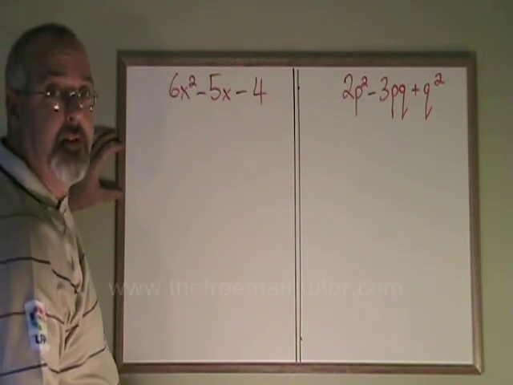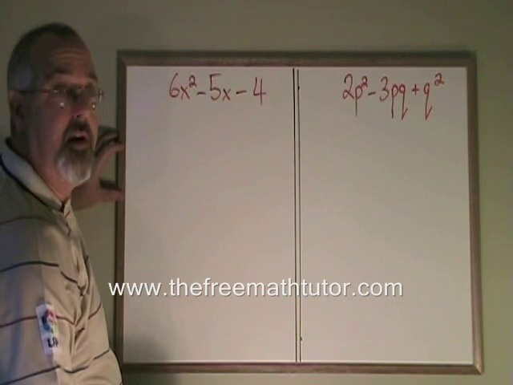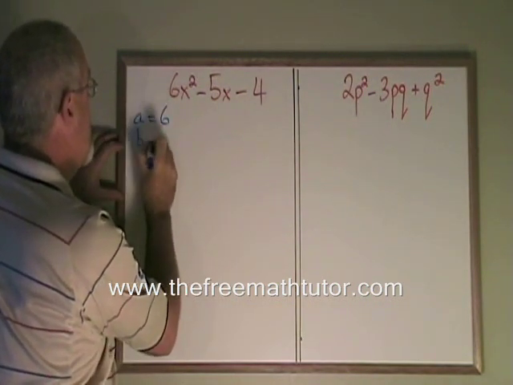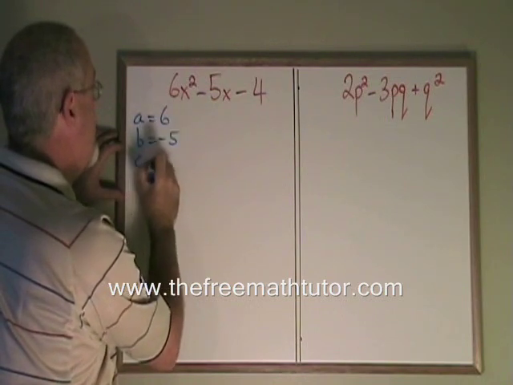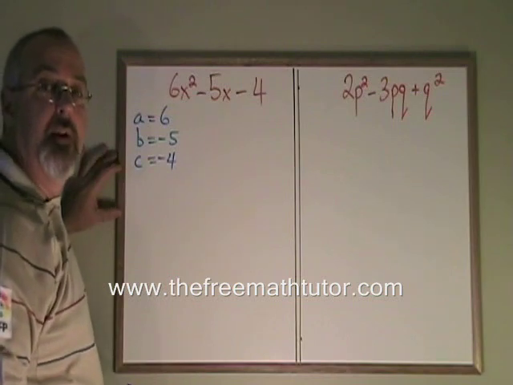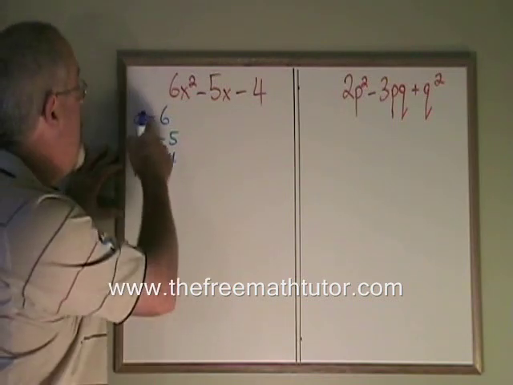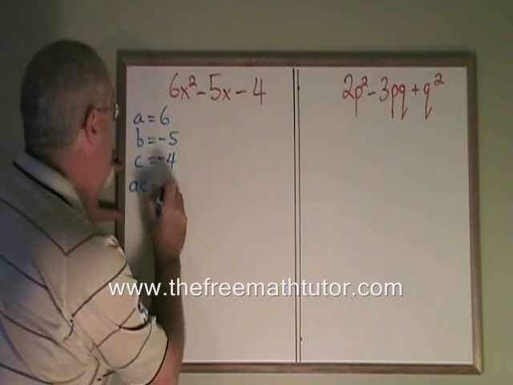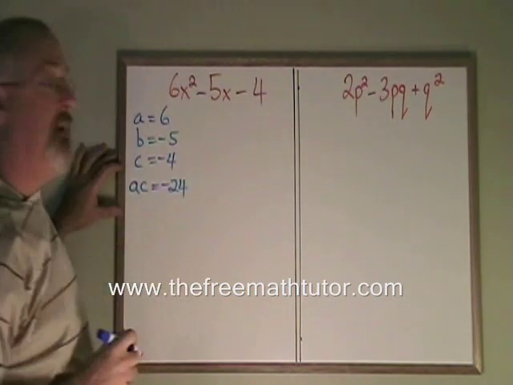The first step is the same. Define your a, your b, and your c. In this case, a is 6, b is -5, and c is -4. Now we have an extra step. What is AC? A times c is 6 times -4, so AC is equal to -24.